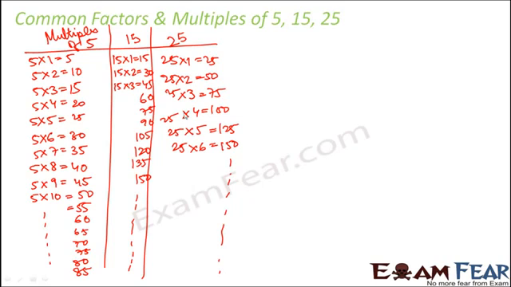Now looking at these tables, can you identify the common multiples? The first common multiple, now a common multiple would mean that that number should be a multiple of all the 3 numbers. For example, look at 30. So 30 is a multiple of 15, 30 is also a multiple of 5, but 30 is not a multiple of 25. So 30 will not be considered as a common multiple of the 3 numbers. So common means it has to be a multiple of all the 3 numbers.